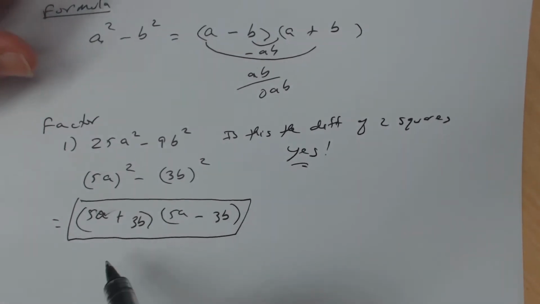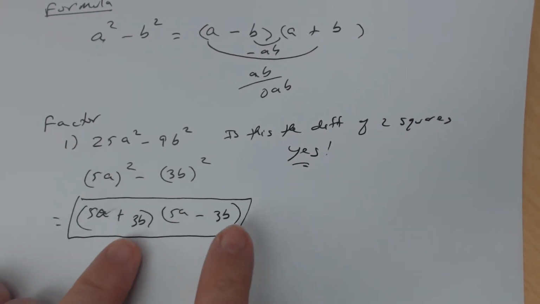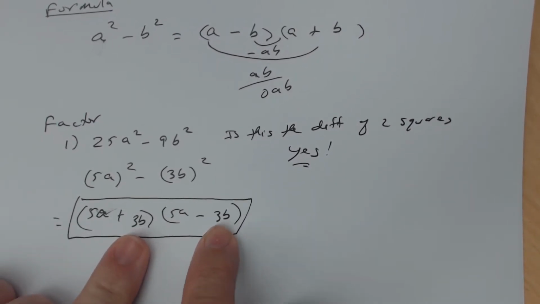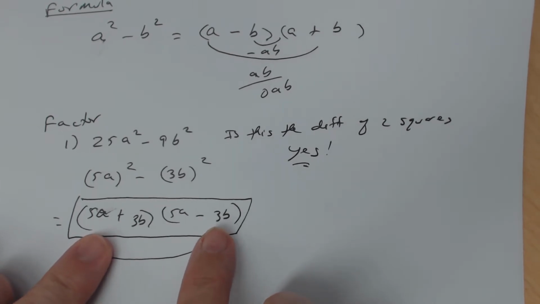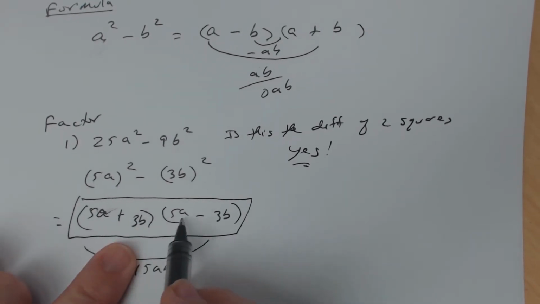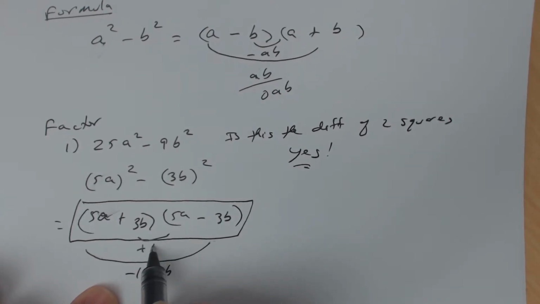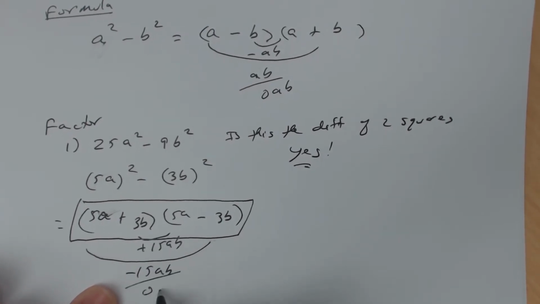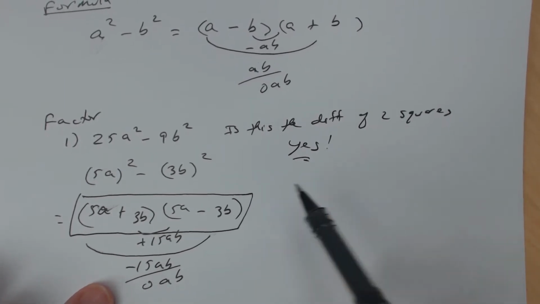Okay? So let's check it before you go on. 5a times 5a is 25a squared. A positive 3b times a negative 3b is a negative 9b squared. Now check the outer and inner. So the outer is 5a times a negative 3b, which is a negative 15ab. Positive 3b times 5a, the inner, is a positive 15ab. And when I add them up, I do get 0ab. So there's your answer. Okay?